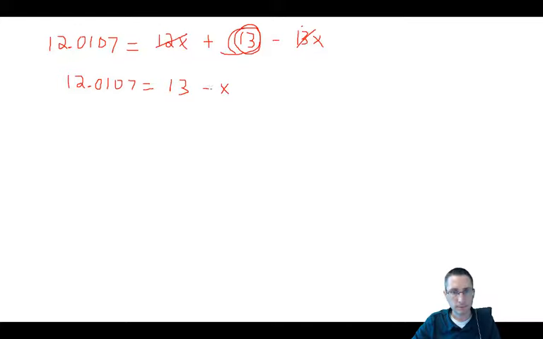Okay, so now I can isolate x. I can subtract 13 from both sides. And now on the left side, I get negative 0.9893, and that equals minus x. Both sides are negative, so you can multiply both sides by -1. The negative signs cancel. Basically, x equals 0.9893.